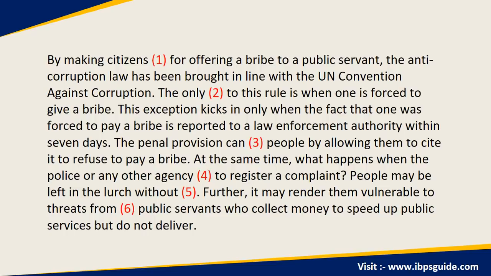So the fifth blank says the people may be left in the lurch without dash. So without is a preposition, and we already know that articles and prepositions are followed by a noun and it can only be separated by an adjective. Next blank says further it may render them vulnerable to threats from dash. Again here from is a preposition, so we need to see what comes after the blank. After the blank it says public servants, which is a noun. So blank 6 has to be filled by an adjective. We will be discussing all of these grammar rules in detail when we're looking at the options.